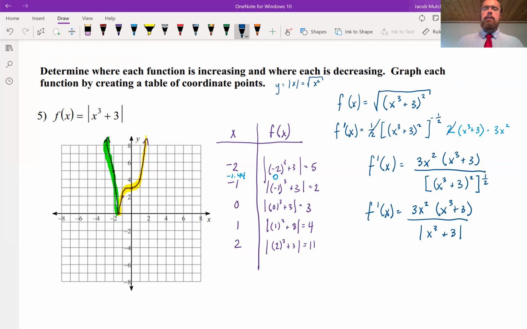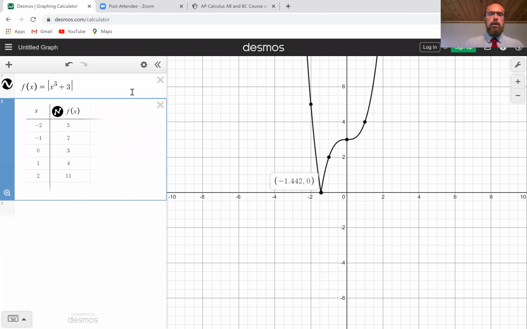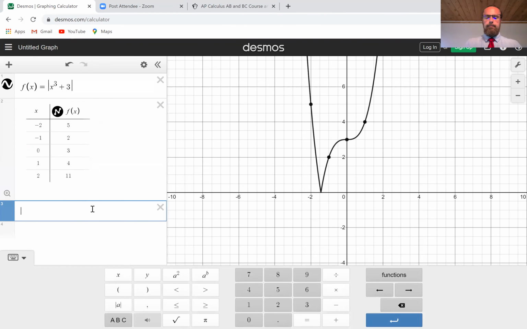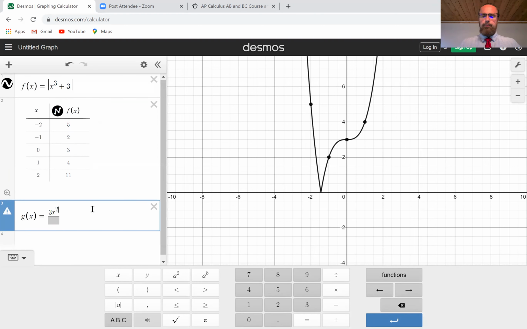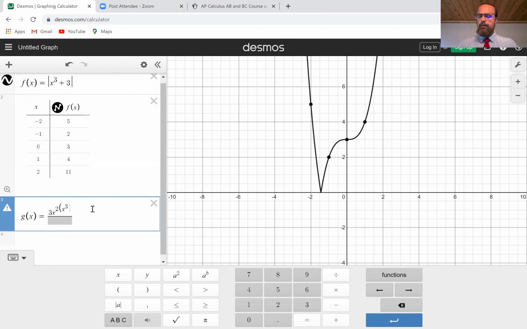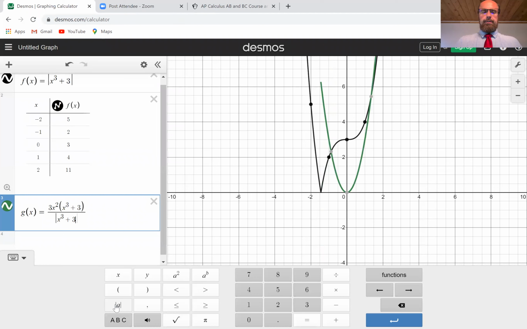There's quite a bit going on there. And let's spend our time doing the analysis instead of graphing. So I want to get a graph of this derivative. So we'll call it g of x for Desmos. 3x squared in the numerator times x cubed plus 3. Make sure that that's not all in the power. And that's all over the absolute value of x cubed plus 3.